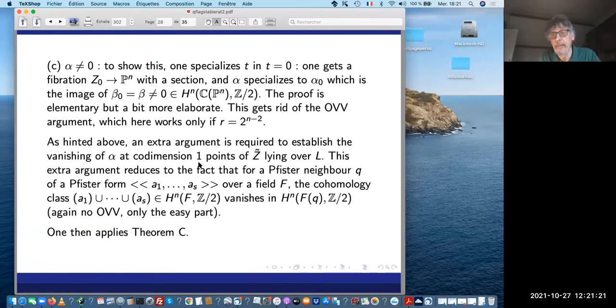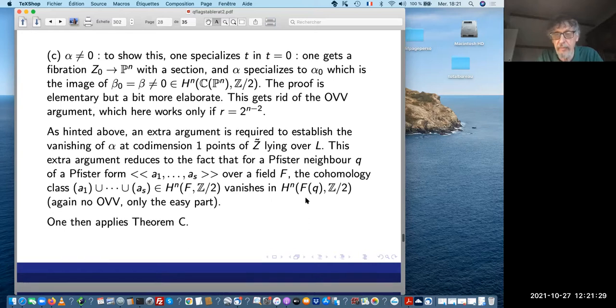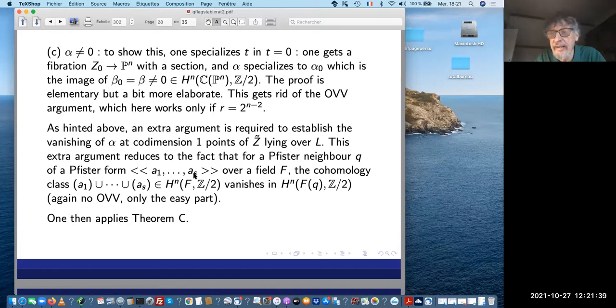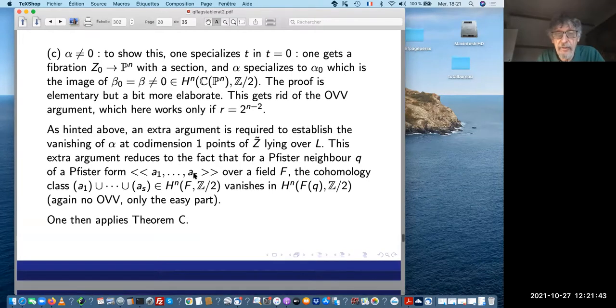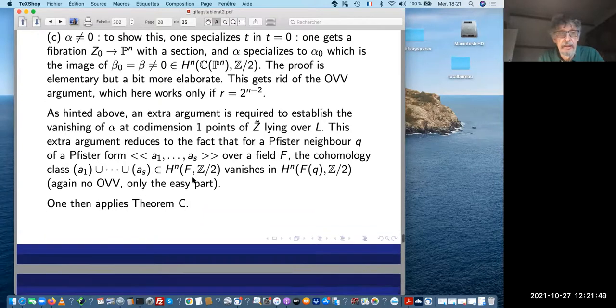Simply the fact that this class vanishes in the function field of the Pfister quadric and therefore in the function field of the Pfister neighbor. Is S, now, the same as N here? Sorry, N is the same N, yeah. Oh, sorry, thank you, yeah, S is N, thank you, I will correct this. Yeah, absolutely, this is where we started from, P^N, so this is an N. Thank you.